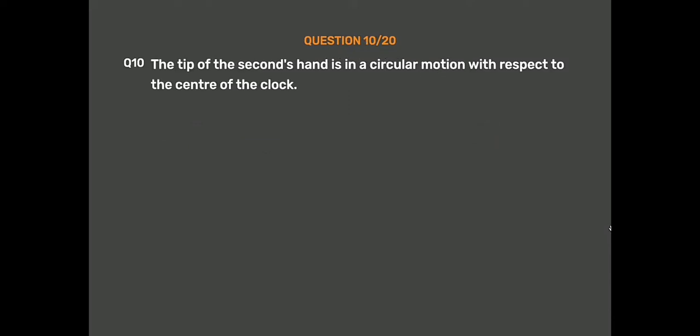Question number 10. The tip of the second's hand is in a circular motion with respect to the center of the clock. Option A. True. Option B. False.